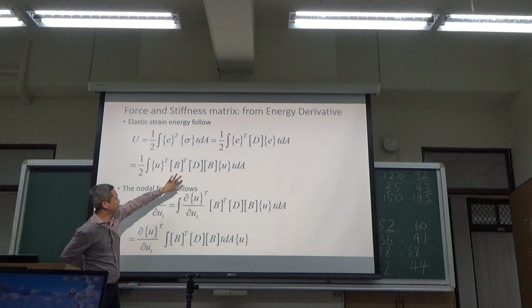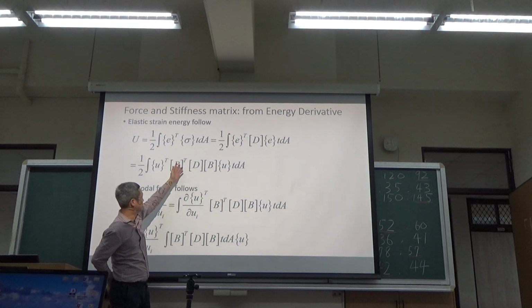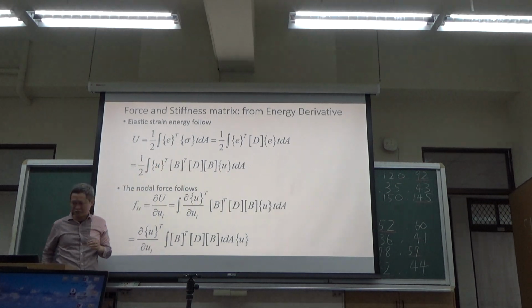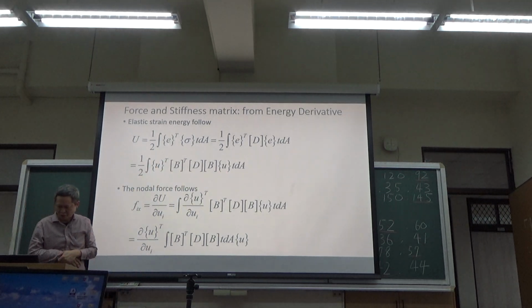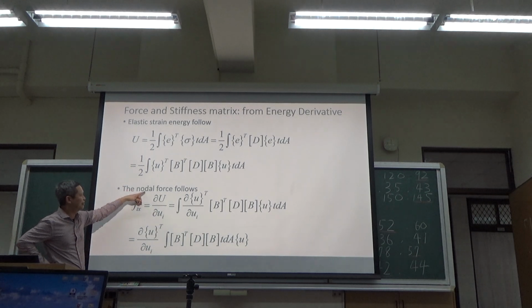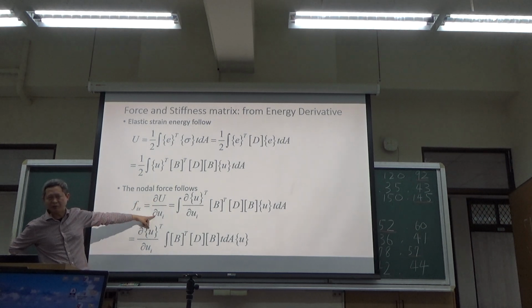Okay, the transpose of them restricts the order of B to be the one at the back, and then U to be one at the front. So this nature of the transpose, you got to do the reordering. And then next, how do you find the nodal force? The nodal force is just partial differentiation of the strain energy with respect to the nodal displacement.